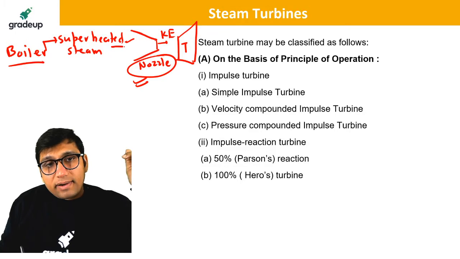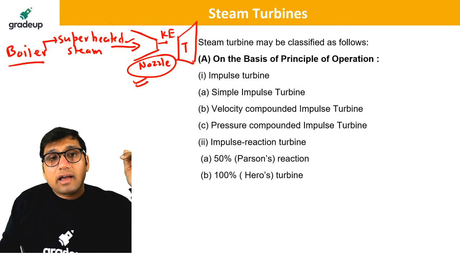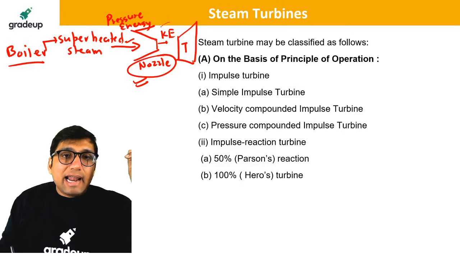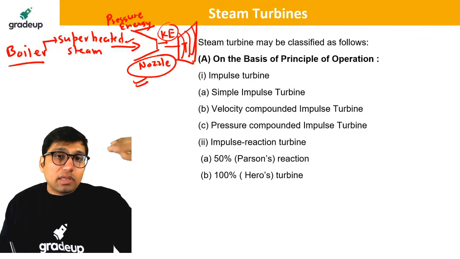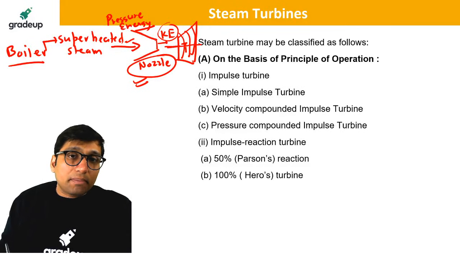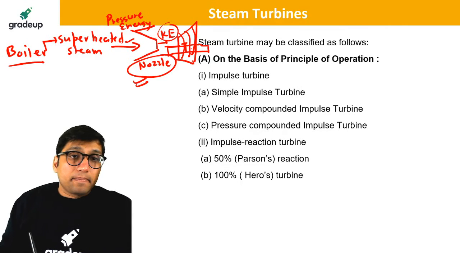So basically the superheated steam will first enter into the nozzle where the pressure energy will get converted into kinetic energy, and that kinetic energy steam will be given to the turbine. The blades of the turbine will move by the kinetic energy of the steam, and those blades will produce some mechanical power at the shaft of the turbine, and that mechanical power will be given to the generator.